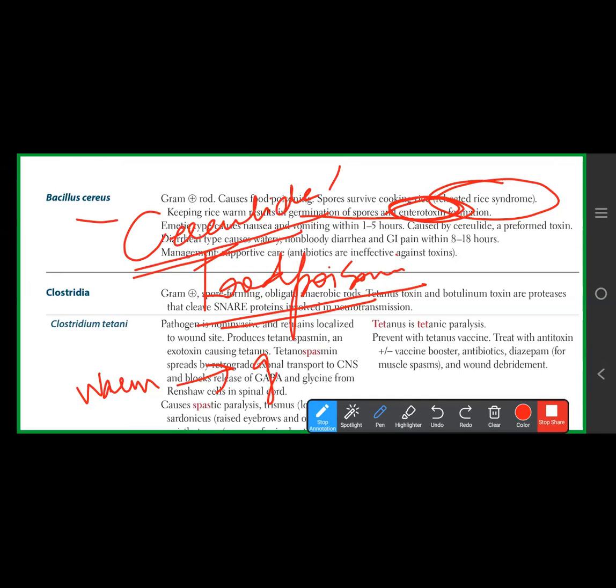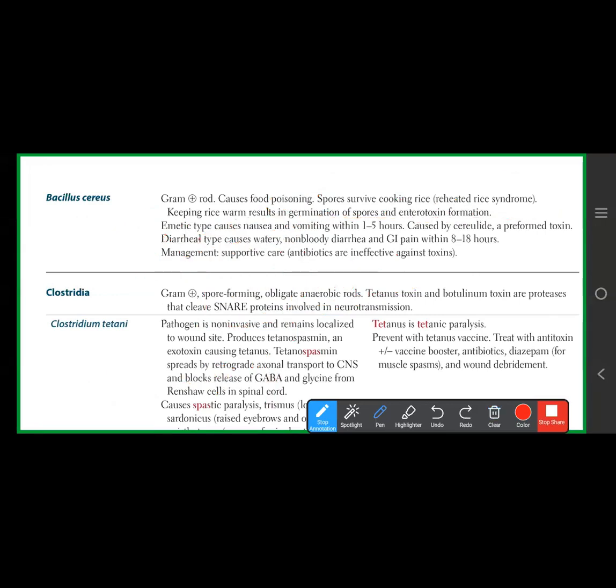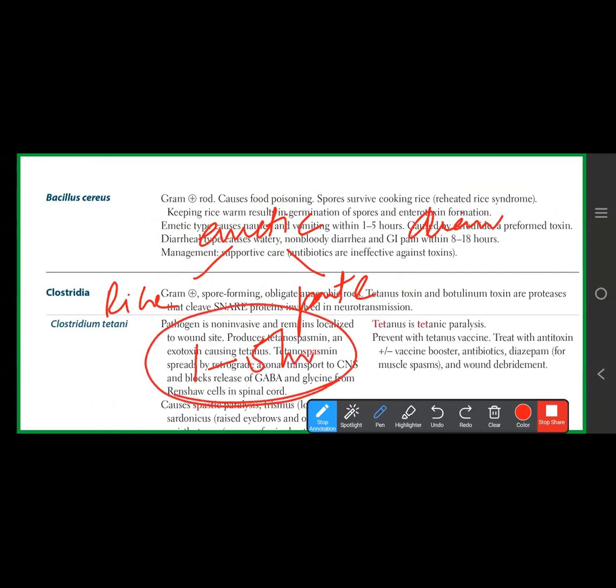So they have two types. One is your vomiting type, that is your emetic type. Another is the diarrhea type. The emetic type is basically seen with your rice and it's seen with your pasta. The patient is going to have all of this presentation within 1 to 5 hours. Please remember this, the time period is very important. Nausea and vomiting within 1 to 5 hours.